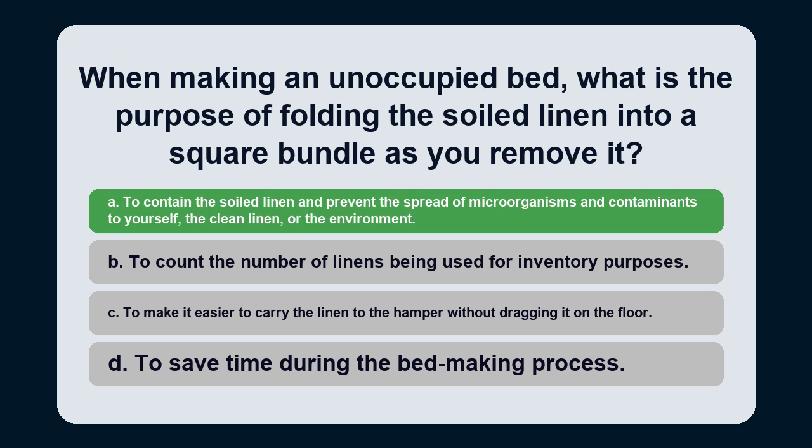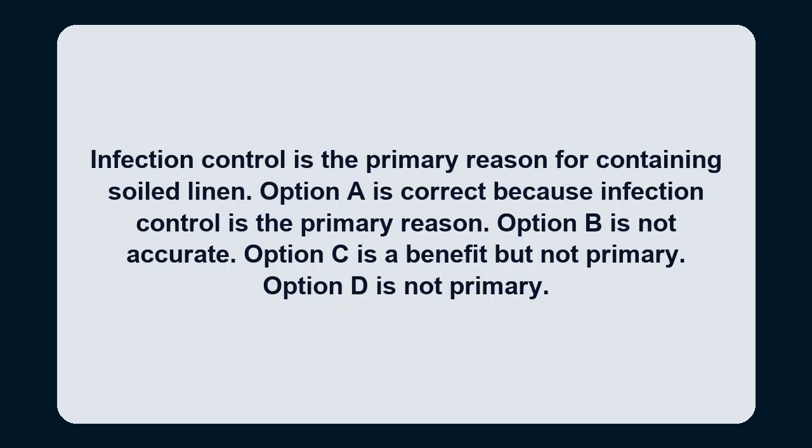The answer is A. Infection control is the primary reason for containing soiled linen. Option A is correct because infection control is the primary reason. Option B is not accurate. Option C is a benefit but not primary. Option D is not primary.